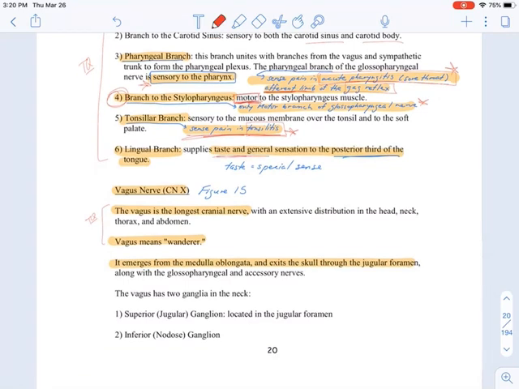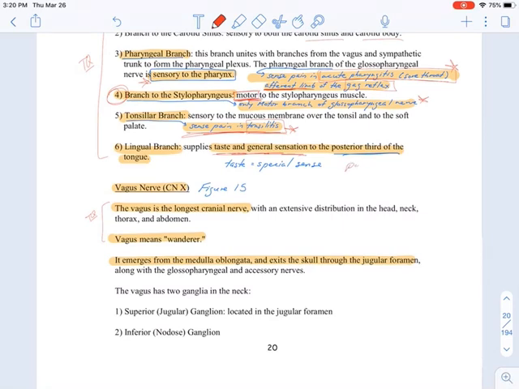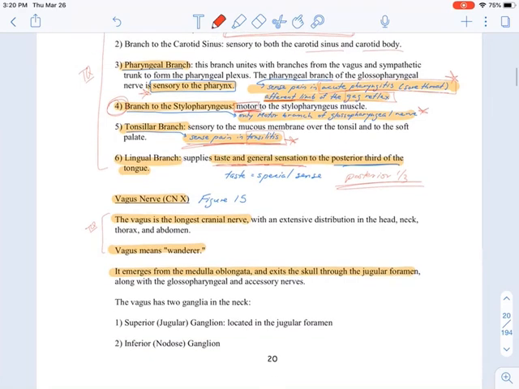Lingual branch, that's going to be your taste, and it's specific to the posterior 1/3 of the tongue. Lingual branch, glossopharyngeal nerve, the posterior 1/3 of the tongue.